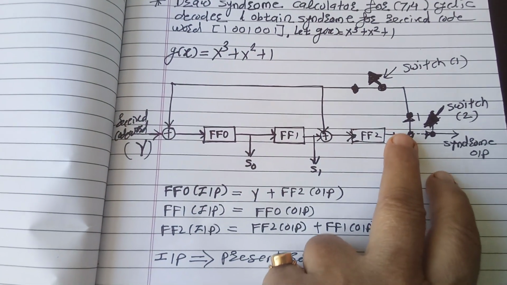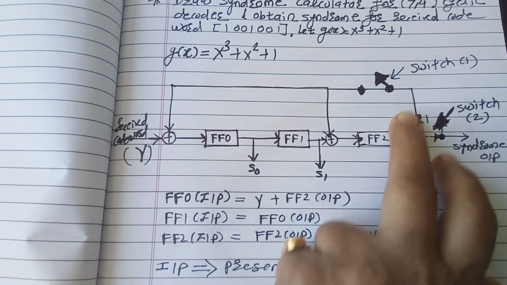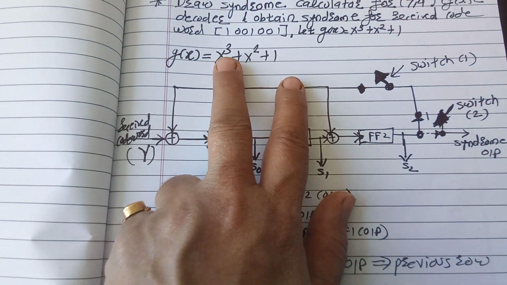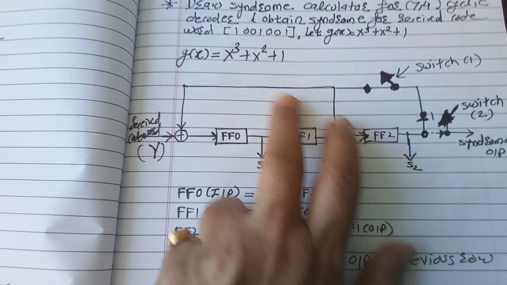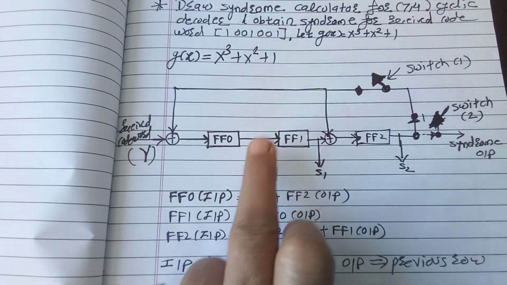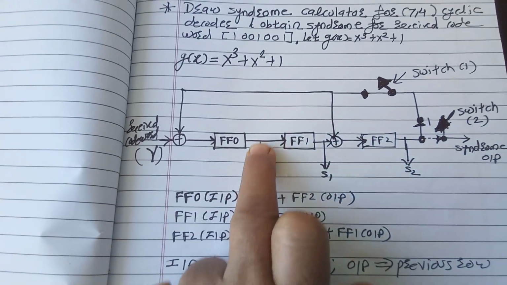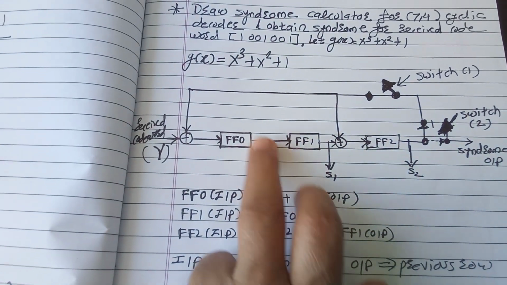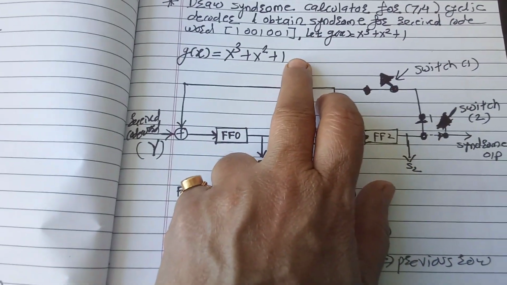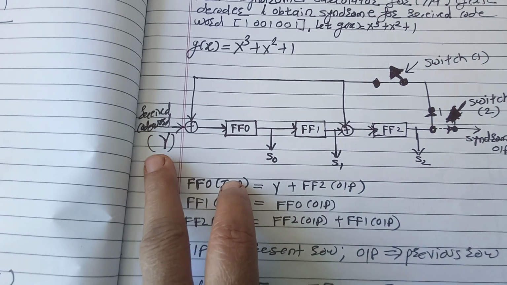This line corresponds to the coefficient of x cube, that is equal to 1. This line appears because the coefficient of x square is 1. This line and that adder are not there because x is not there. After that, 1 is there, this one, so this line appears.